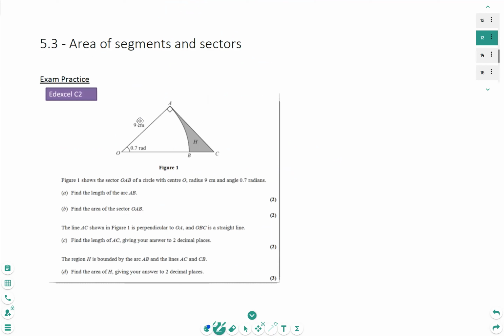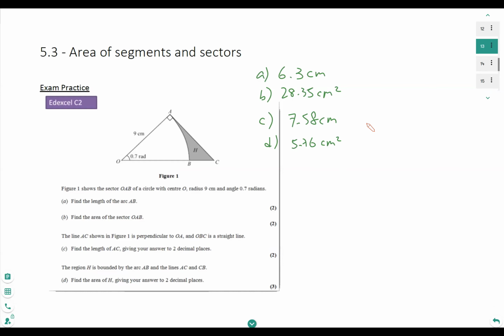Last but not least, exam practice. It should be slightly easier than the one that we did before together. So pause the video, have a go at the question. When you're ready for the answer, you can press play. These are the final answers: 6.3, 28.35, 7.58, and 5.76. Good, right? Well done. Move on. Have a go. Try the challenge question.